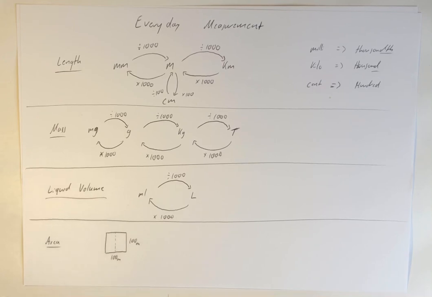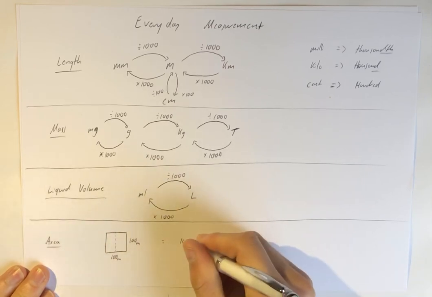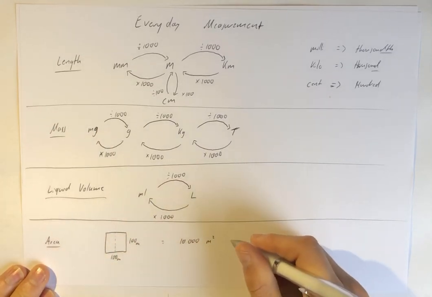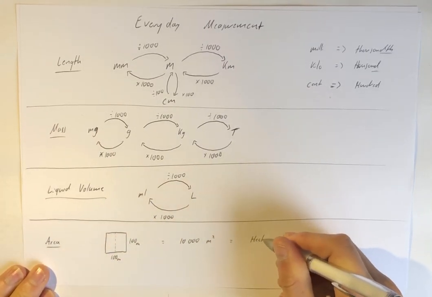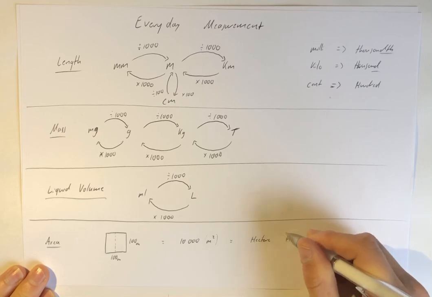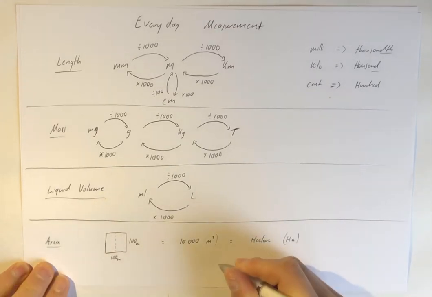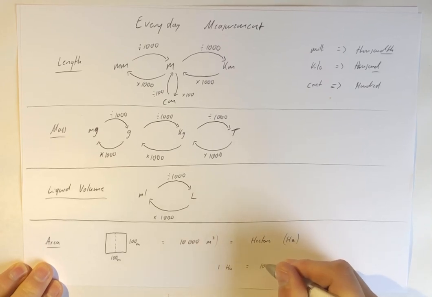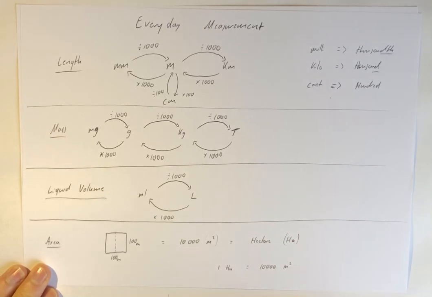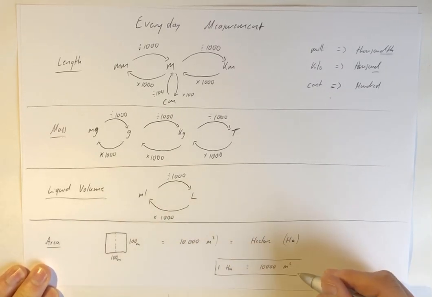So that might be almost probably a bit bigger than Tonga Park outside King's High School. But that would be 10,000 square meters. And what we call that is we call that a hectare. So we have meters squared and hectares, which are written as HA. So 1 HA is 10,000 meters squared. And that's another really good conversion to have in your pocket.